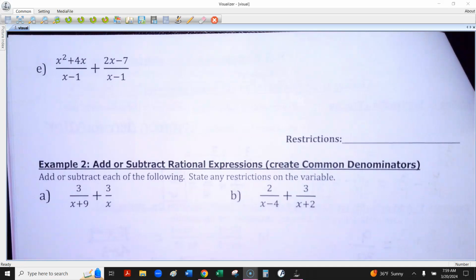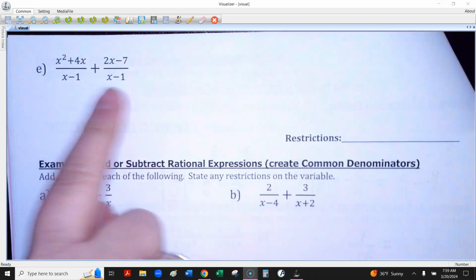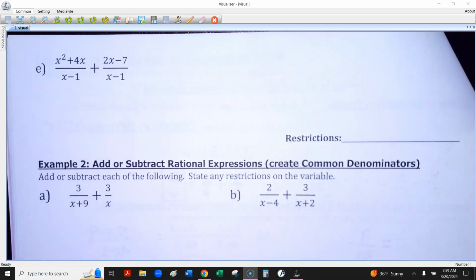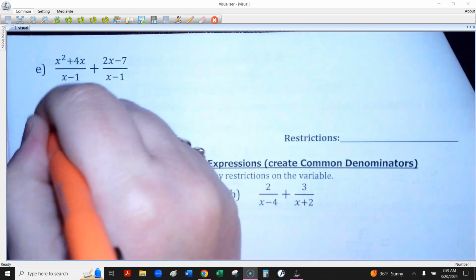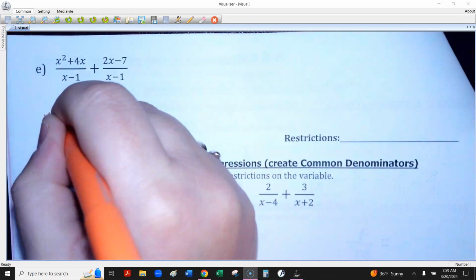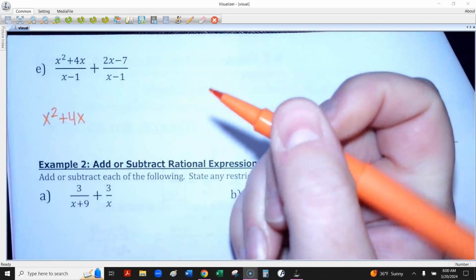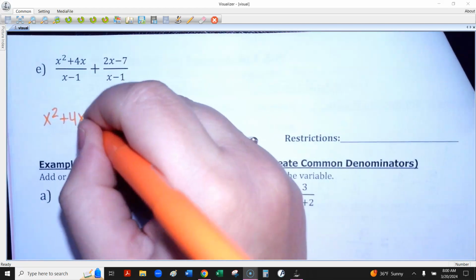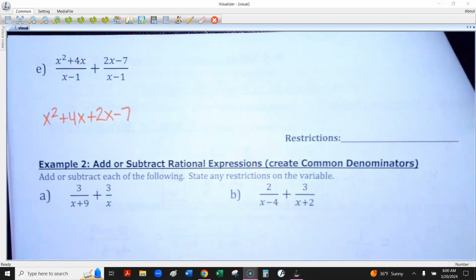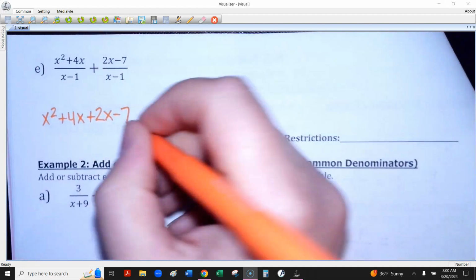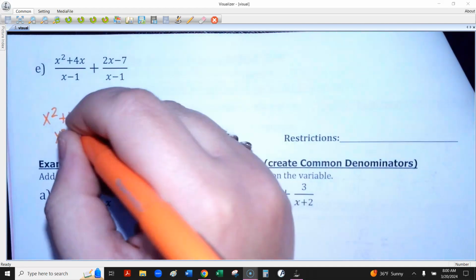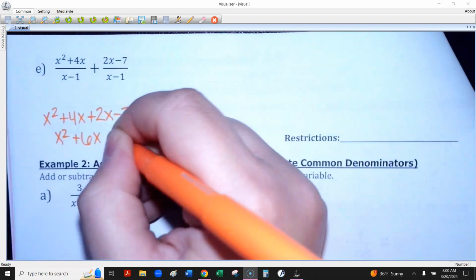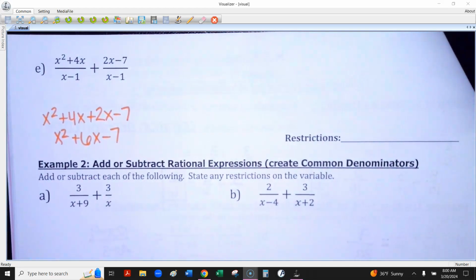And I have one more here on the back. These guys already have a common denominator. And for this problem, there's nothing to factor for that denominator because it's just a plain x minus 1, so there's no factoring involved. So what I'm going to do here, I'm just going to write it underneath. I'm going to take the numerator. For this problem, we are adding. So literally, I'm just going to copy that, combine like terms. So we're going to get x squared, 4x and 2x would be 6x, and then minus 7. That would be the top of that fraction.